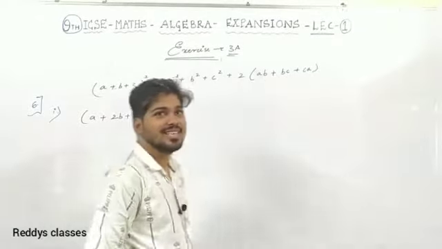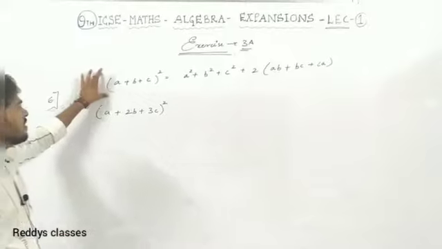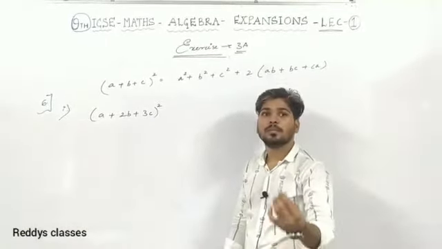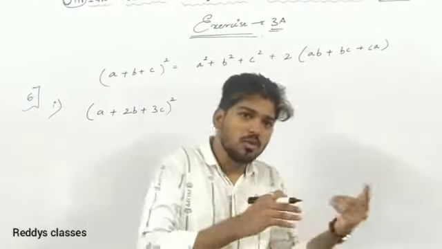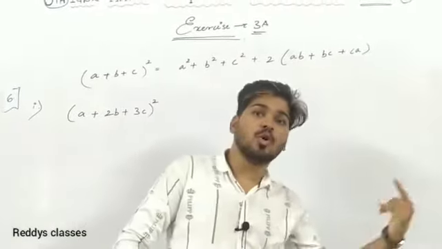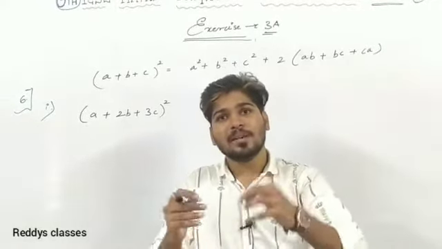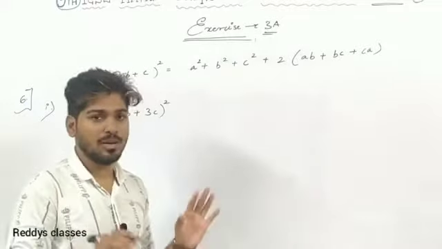So let us see here. We have one more question here. Let us start one more formula. This formula is a plus b plus c the whole square. Till now a plus b the whole square is done. a minus b the whole square is done. Let us solve for a plus b plus c the whole square. See, what is it? Easiest formula.